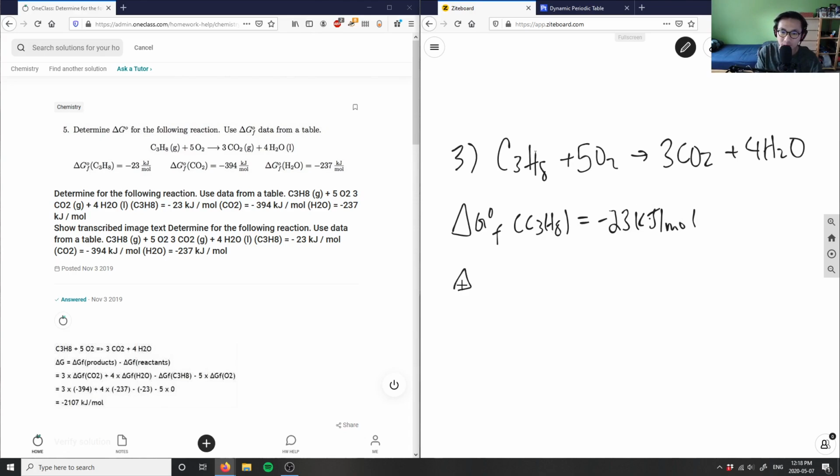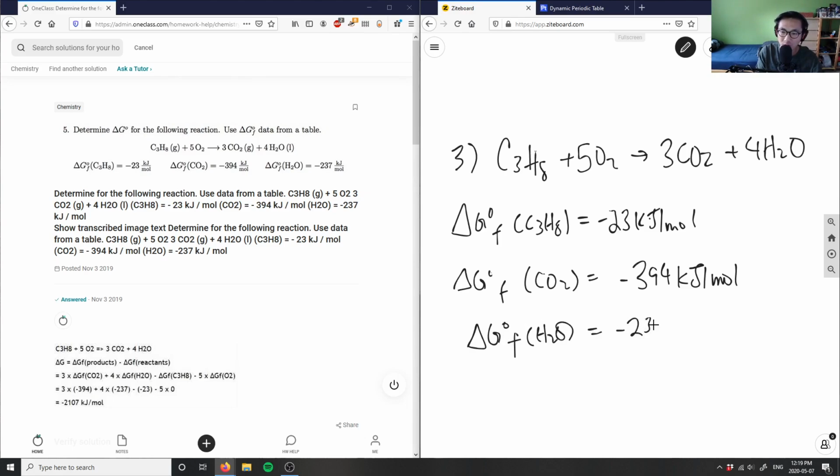I know that delta G formation of CO2 would be negative 394 kilojoules per mole. And then finally, delta G formation of H2O would be negative 237 kilojoules per mole here. So that gets determined for the following reaction. What are we determining? We are determining the delta G for the following reaction here.